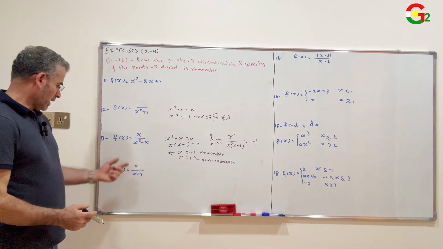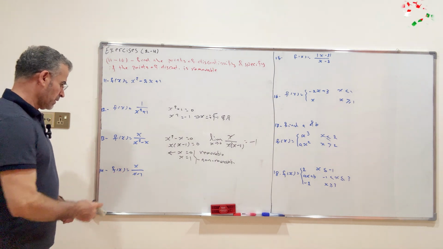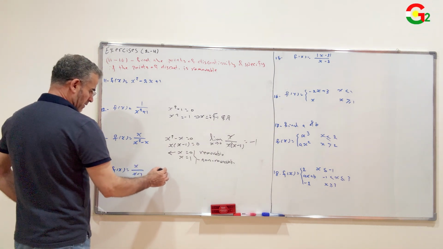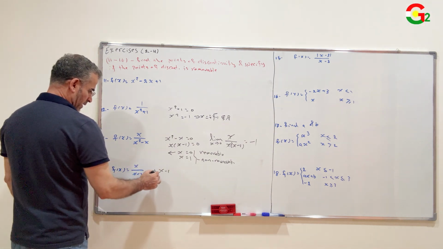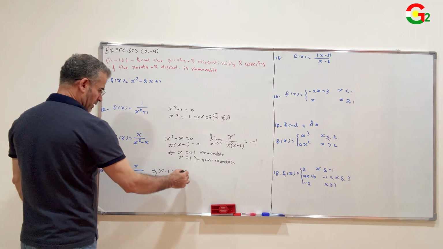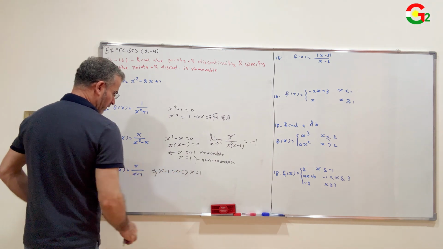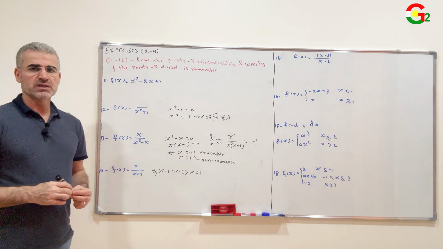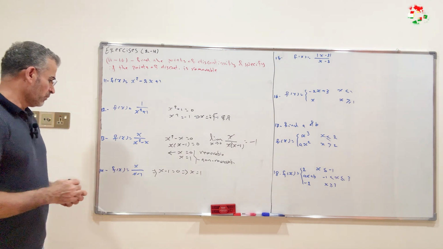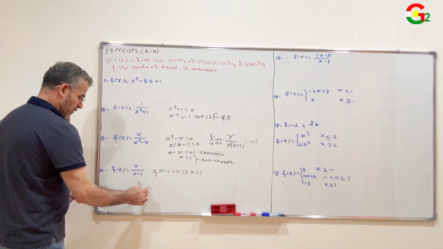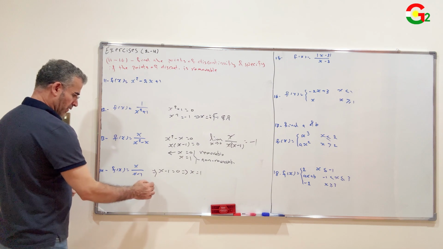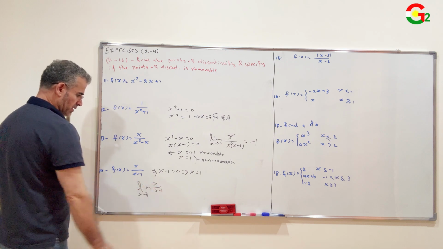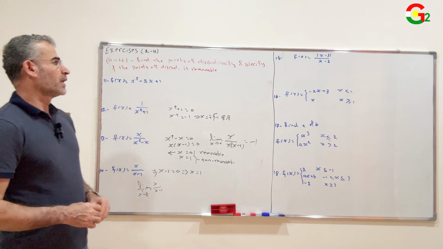Number 14, x over x minus 1. Set x minus 1 equals 0. Then this function has a point of discontinuity when x equals 1, and this point is not removable because the limit when x approaches 1 for this function does not exist.